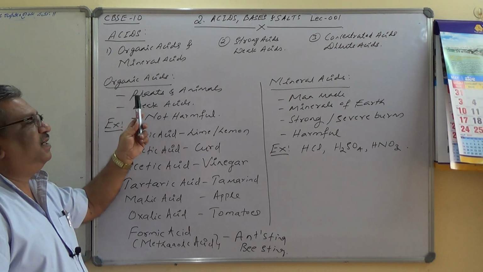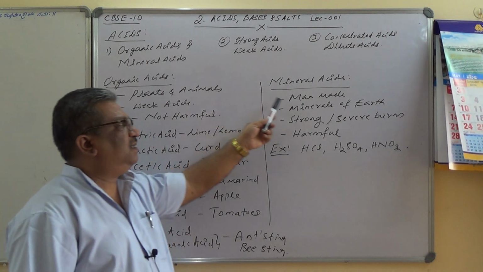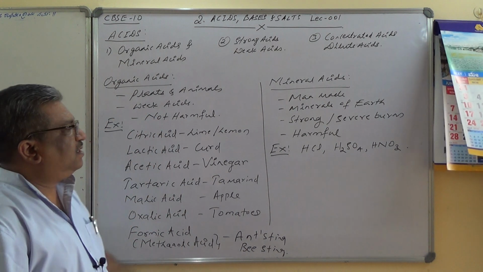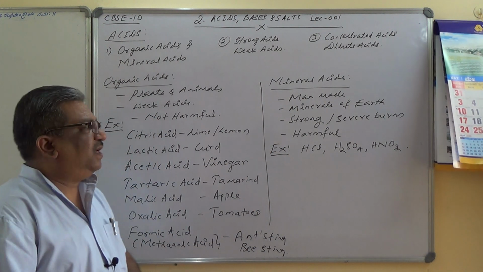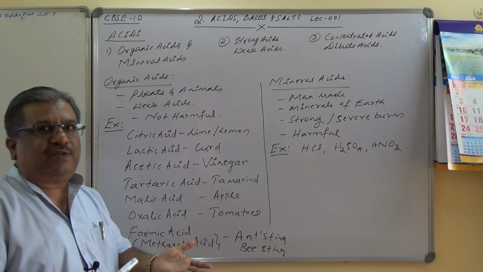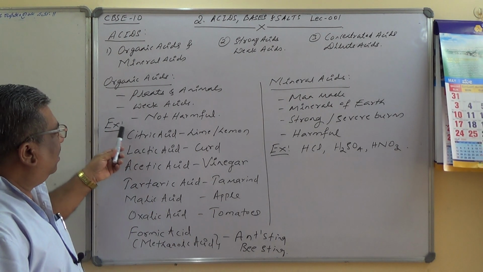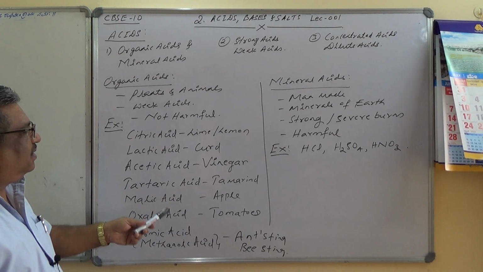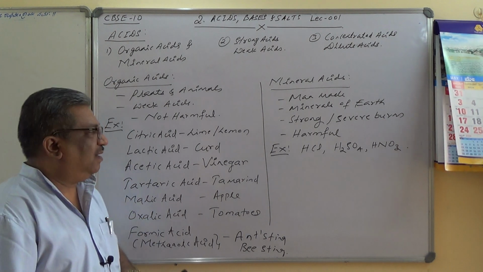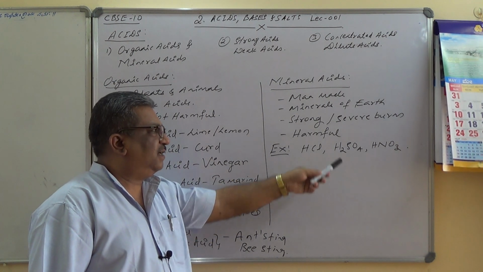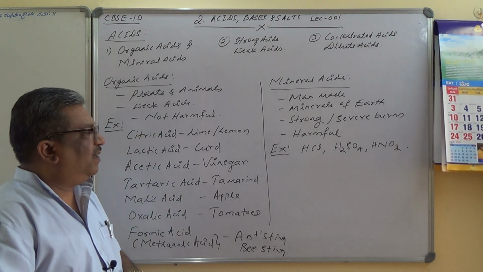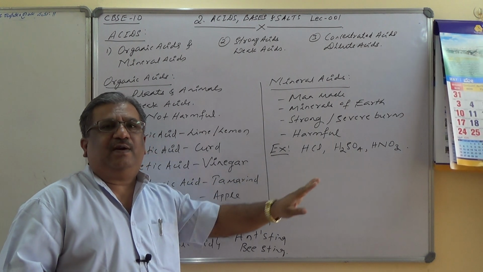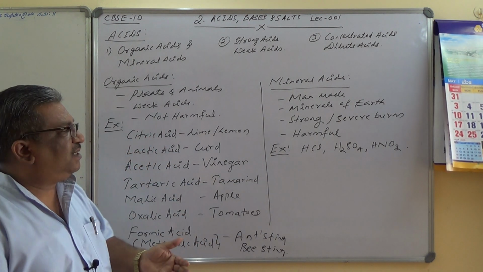Once again, organic acids are derived from plants and animals, whereas mineral acids are man-made and manufactured from minerals of the earth. These are weak acids. Those are very strong acids which will cause very severe burns to human beings, severe burns to the skin and all. And all these organic acids are not harmful. You can find them in one or the other kinds of fruits and vegetables. Whereas hydrochloric acid, sulfuric acid, HNO3, which are man-made, are very harmful and cause severe burns and are very strong. Of course, these acids find a lot of applications in industries, medicines, drugs, etc.